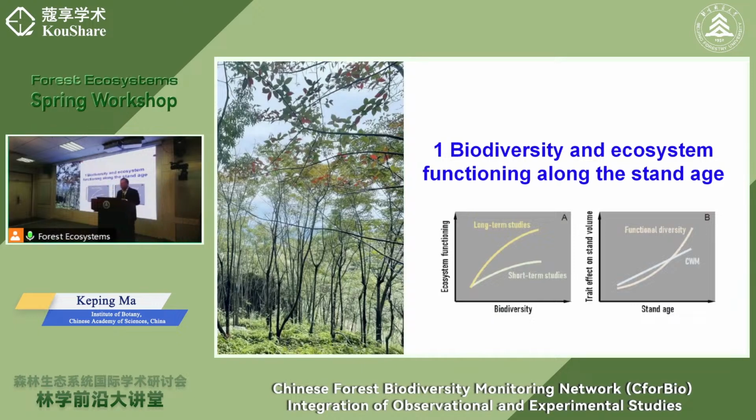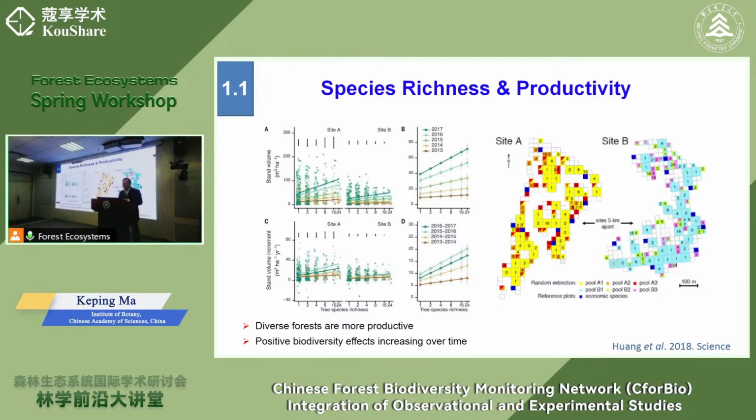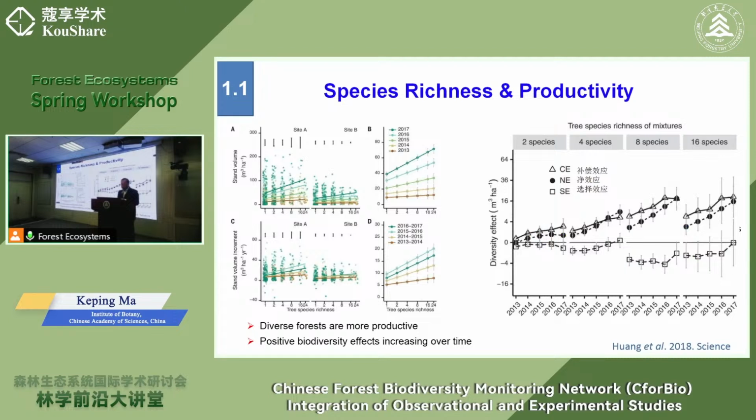First, biodiversity and ecosystem functioning along stand age. This is a paper published in Science in 2018. From the slides, you can see the biodiversity and ecosystem function here refers to primary productivity. These two are positively correlated. And we use a huge amount of data to confirm this. And also from these slides, you can see the positive biodiversity effects increase over time. That's also important for this research.